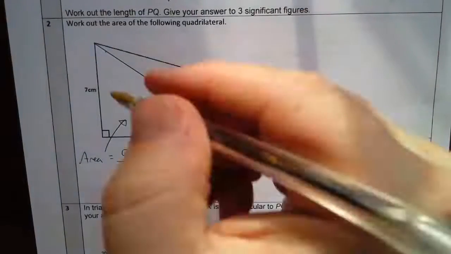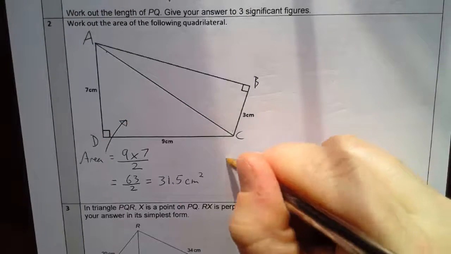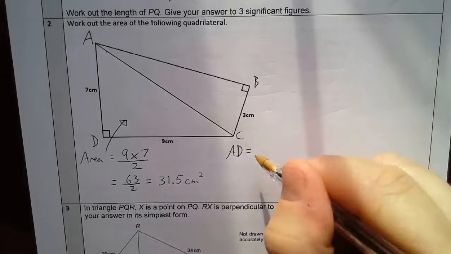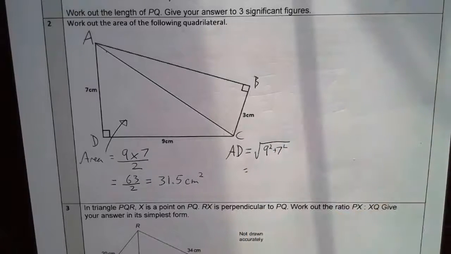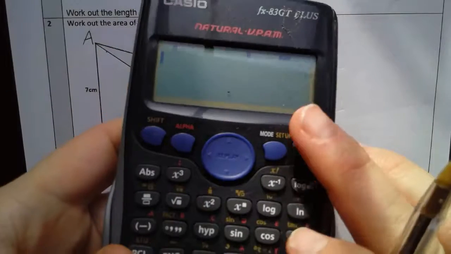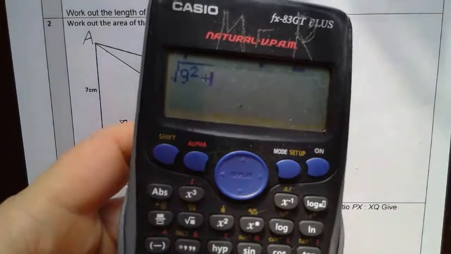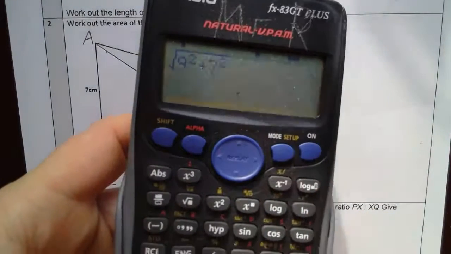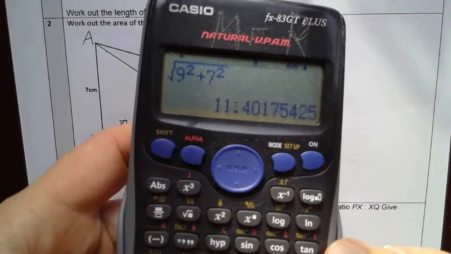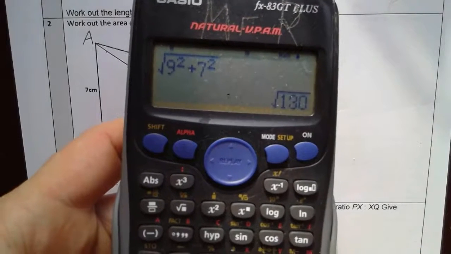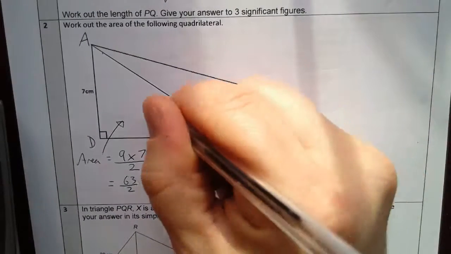I'm going to label this diagram so it's sort of clearer for me. A, B, C, D. So I'm finding AD. AD is the square root of 9 squared plus 7 squared. So I want the square root of 9 squared plus 7 squared. It's the square root of 130, and that's 11.40, and so on and so forth. I'm going to keep it just as the square root of 130 because that's neater and exact at the moment. So root 130.